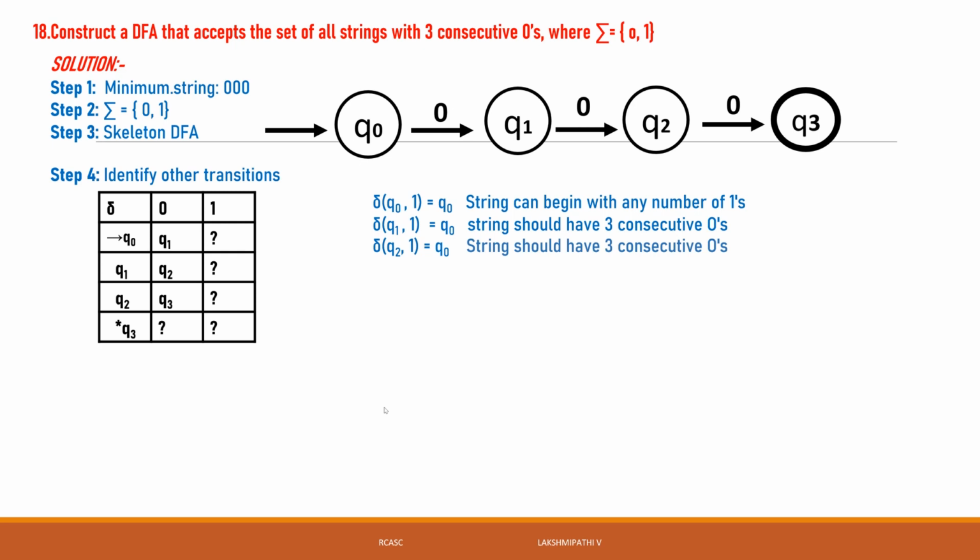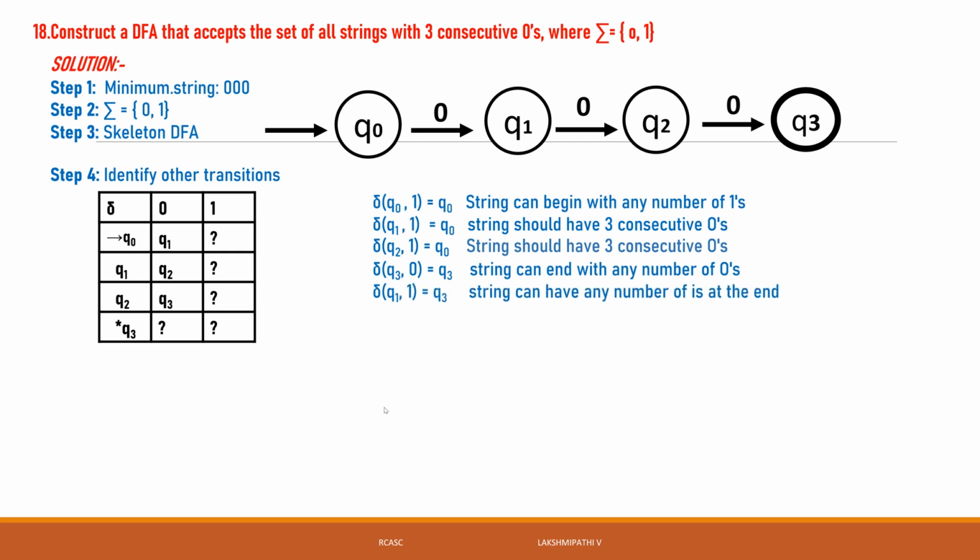Then Q3 of 0 is Q3, because the string can end with any number of zeros. So that is only Q3. Then Q3 of 1 will produce Q3 itself, because the string can have any number of ones at the end.